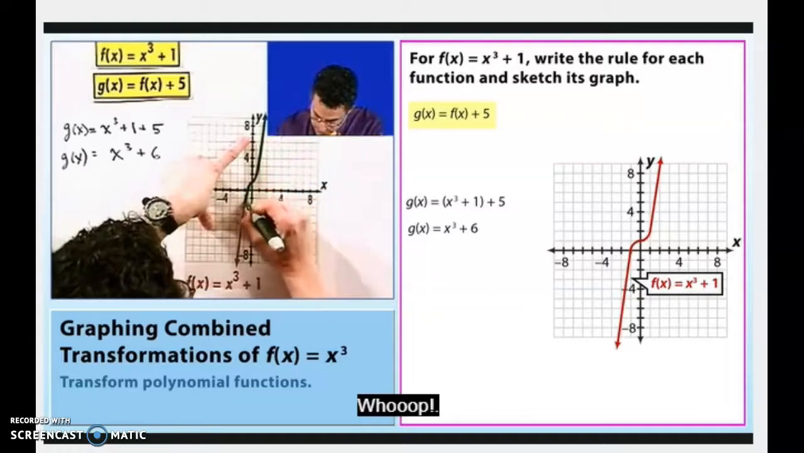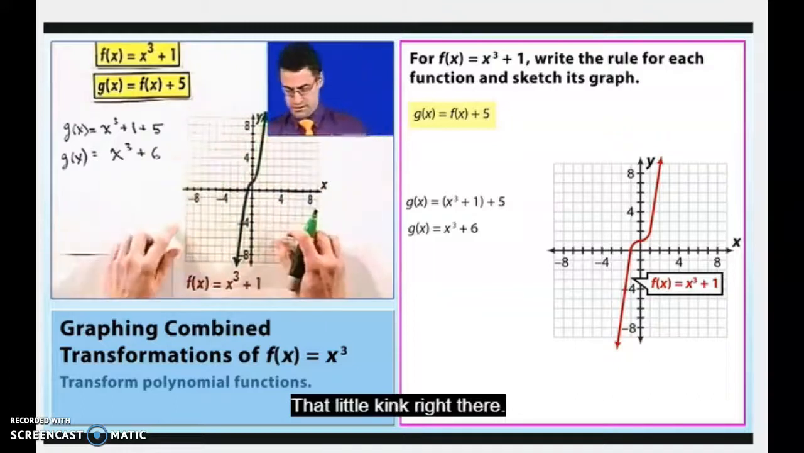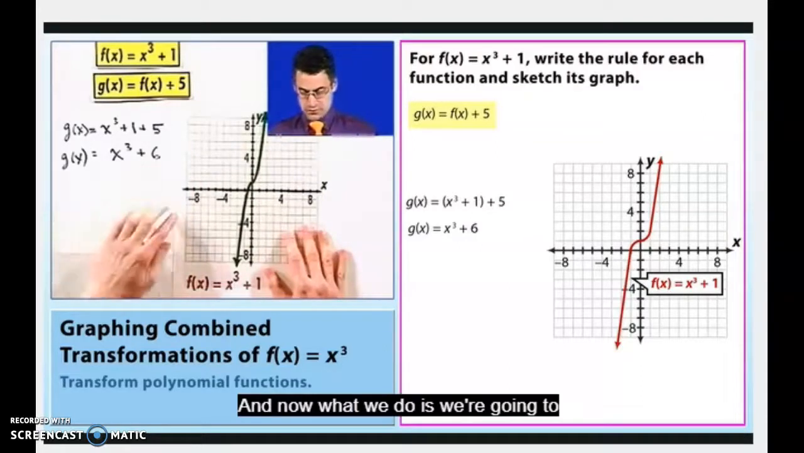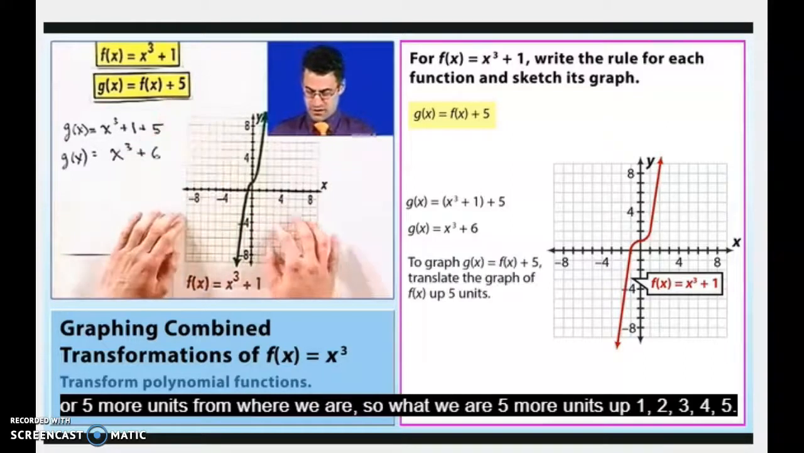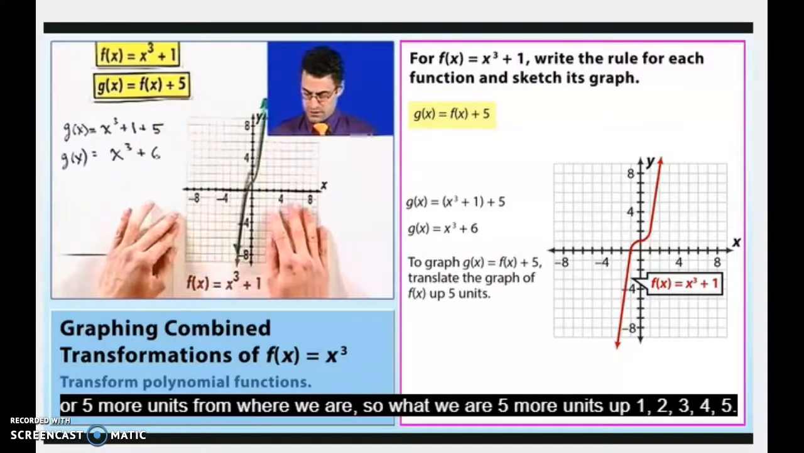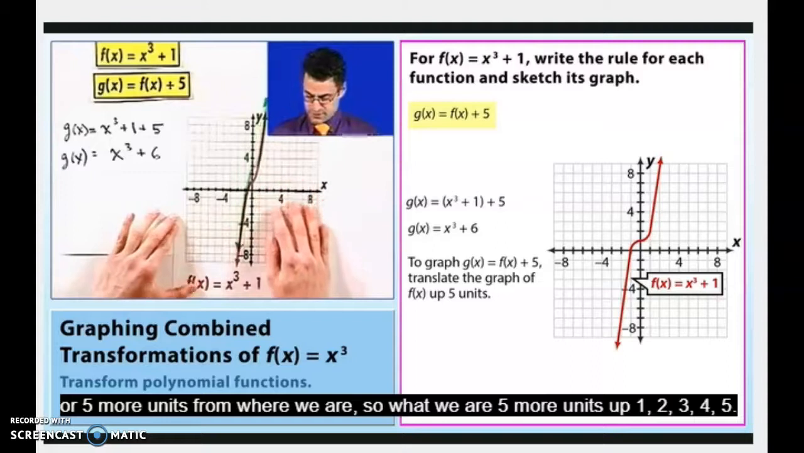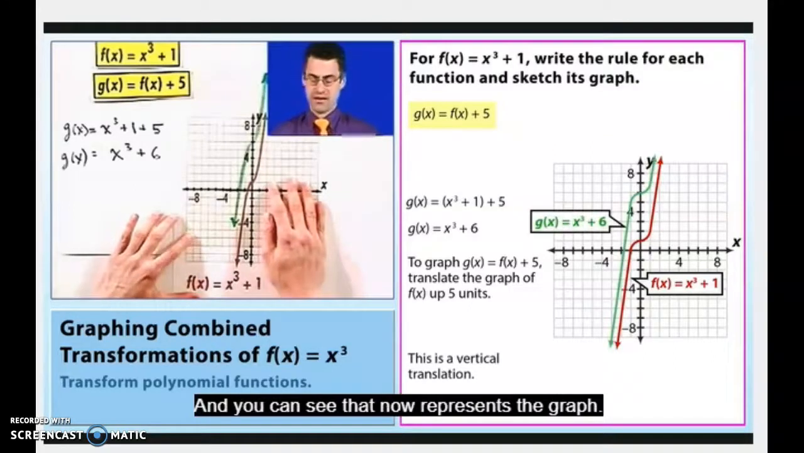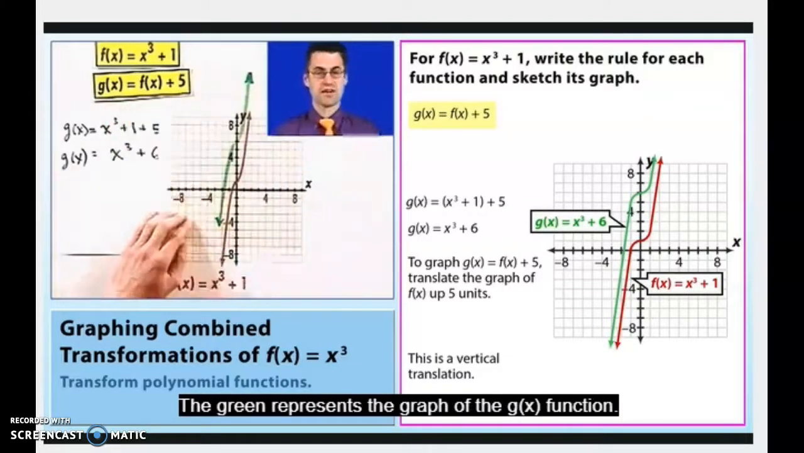Little kink there. That's what the cubic is known for. That little kink right there. Little turn. And now what we do is we're going to raise it a total of 6 units from the origin, or 5 more units from where we are. So where we are, 5 more units up. 1, 2, 3, 4, 5. Again, we start here. We go 1, 2, 3, 4, 5. And you can see that now represents the graph. The green represents the graph of the g of x function.